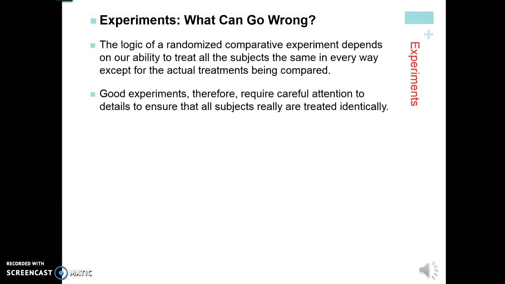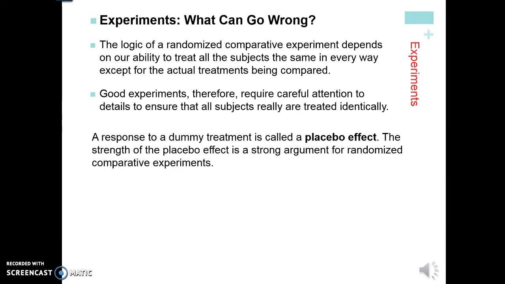All right, the logic of a randomized comparative experiment depends on our ability to treat all subjects the same way in every way except for the actual treatment being compared. So pretty much our goal is to treat all subjects exactly the same. So in order to make sure you have created a good experiment, you want to pay careful attention to details to ensure that all subjects are actually treated equally. So that's having like the placebo and the drug exactly the same. As much of the environment that you can control for as possible so that everybody's treated exactly the same.